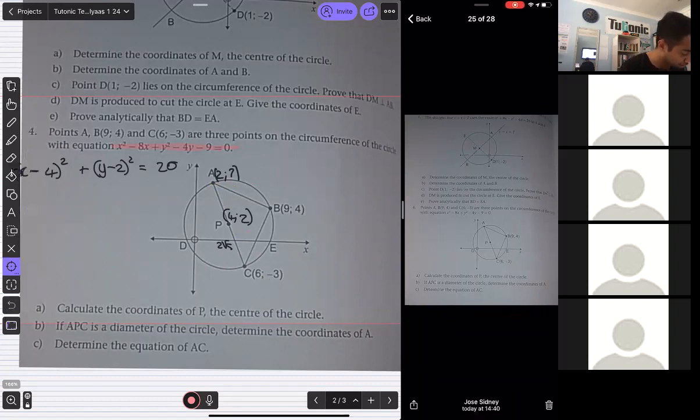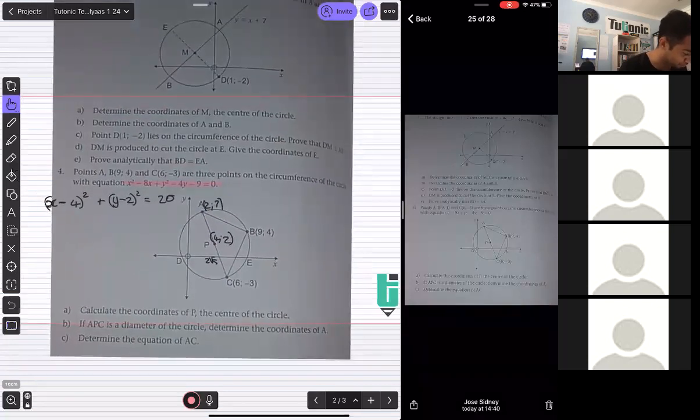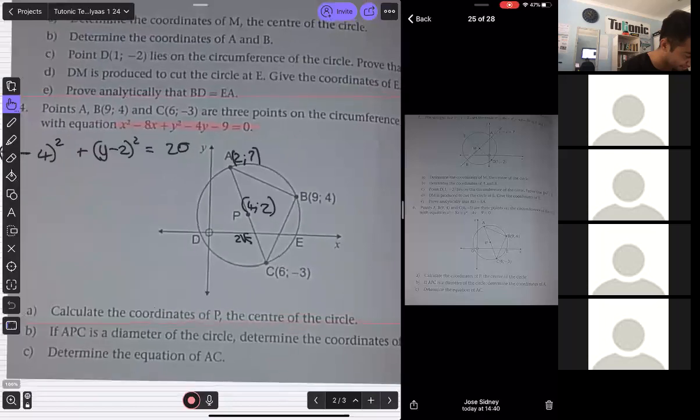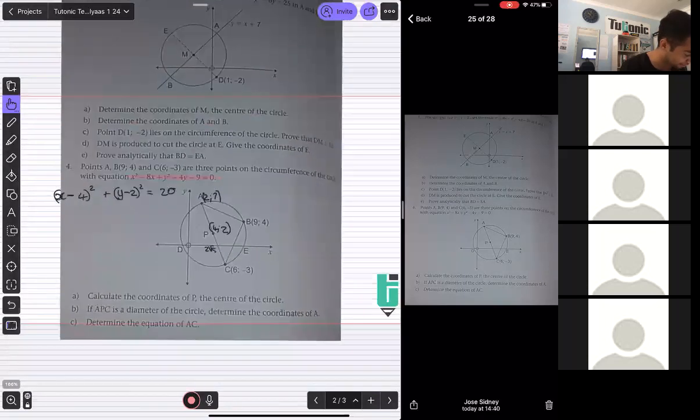Determine the equation of AC. This is obvious because now you've got 2 points, and then you would find the gradient, and then you have a point. I'm not going to do that. Is everybody fine? Yes. Okay.